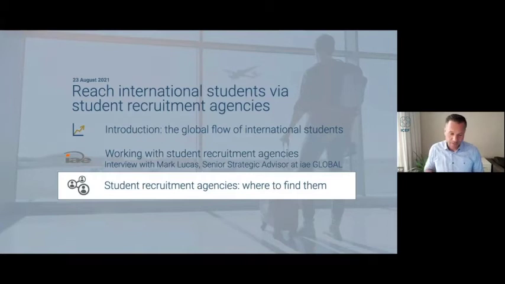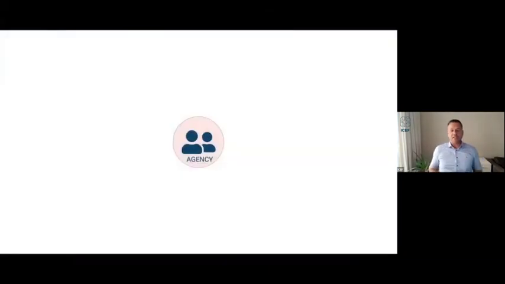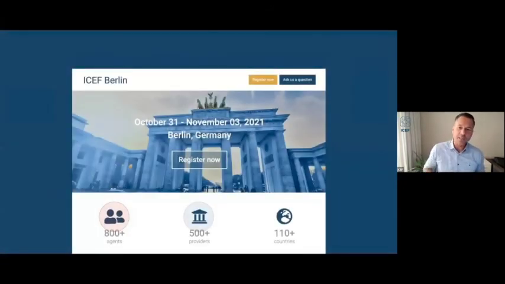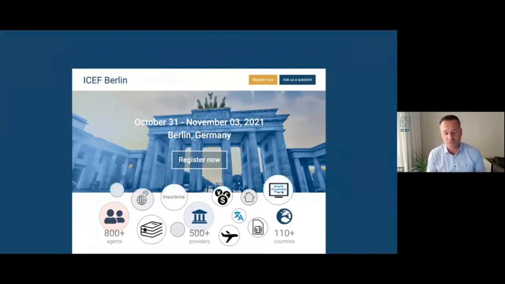That is where ICEF comes in. For nearly 3 decades, ICEF has been organizing the international student recruitment industry's main business-to-business networking event, ICEF Berlin, a global event where more than 800 agencies this year from all corners of the world come together to meet with education providers and with providers of industry-relevant services and products.